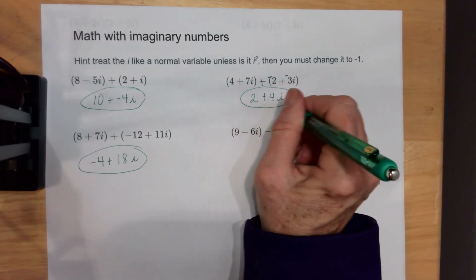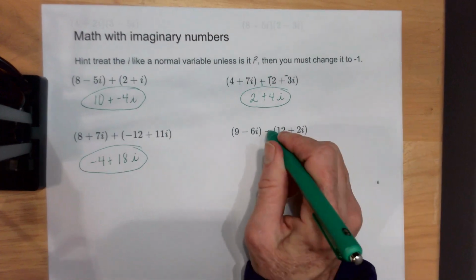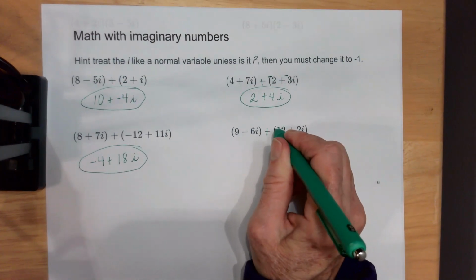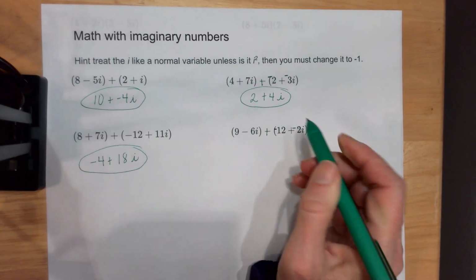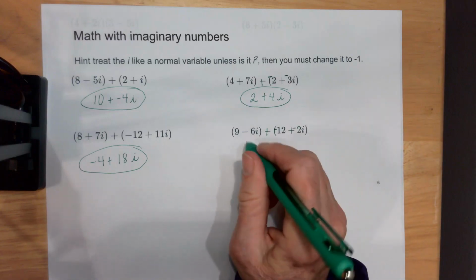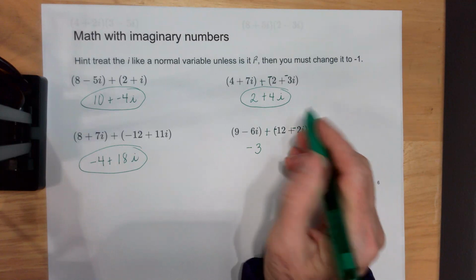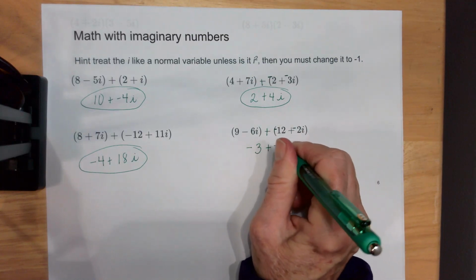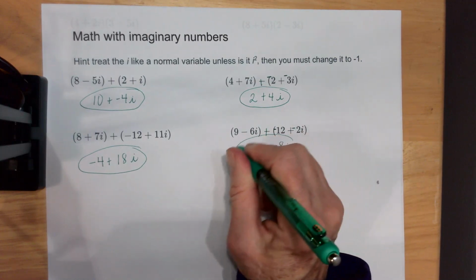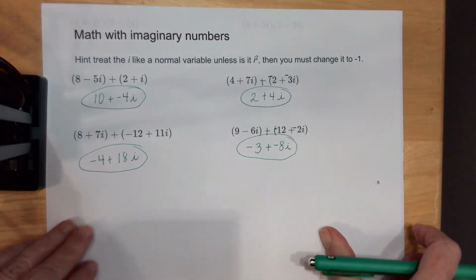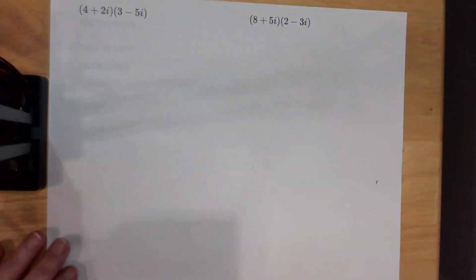I'm going to add the opposite of the second numbers here. So I have 9 plus a -12, which is a -3. And then I have a -6i and a -2i, which is a -8i. So that's addition and subtraction using your imaginary numbers.